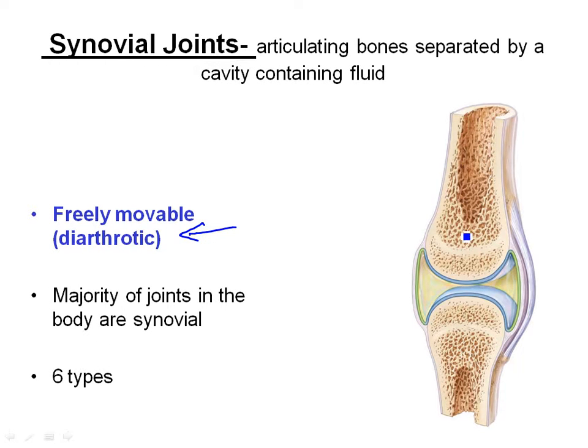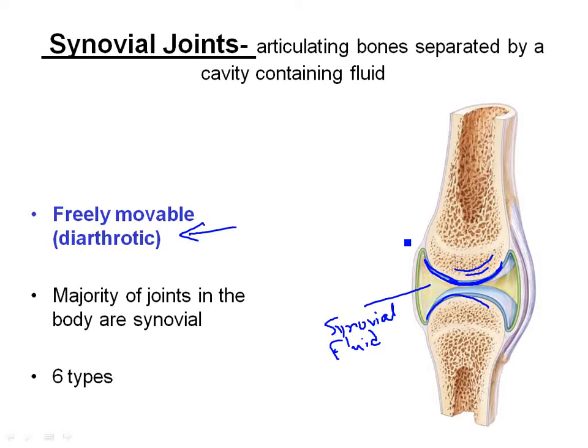You're going to see the ends of the bone are covered with hyaline cartilage right here, but they're separated by a space or a cavity. And in this cavity is going to be synovial fluid. And that synovial fluid is going to act as a lubricant to allow a greater range of motion. Now remember, the membranes that are enclosing this go entirely around the joint. On this picture here, you're seeing a cross section, but you have to imagine that this is enclosing the entire joint all the way around.